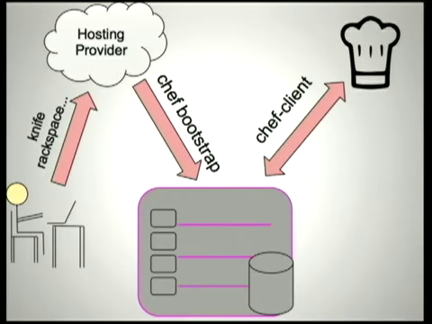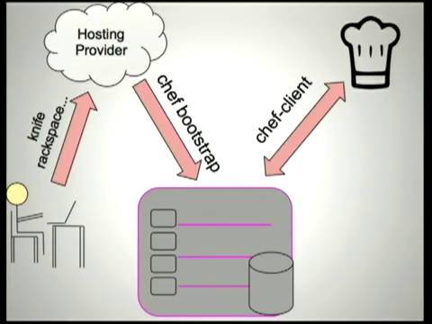So this is what happens when I run that command. Knife Rackspace will go and talk to my hosting provider to create my server. Once that server is created, it will run Chef Bootstrap. Chef Bootstrap is what installs Chef on that server, and also gives it all of the configuration information to talk to my Chef server with all of the information about how that server should be configured.